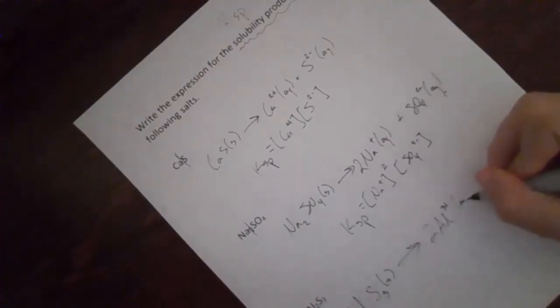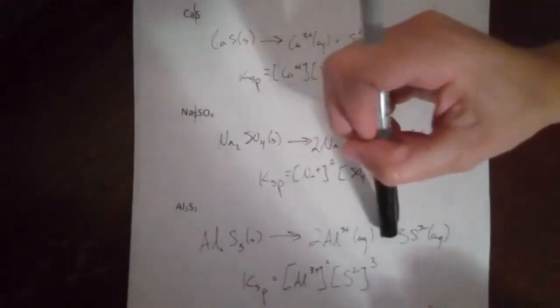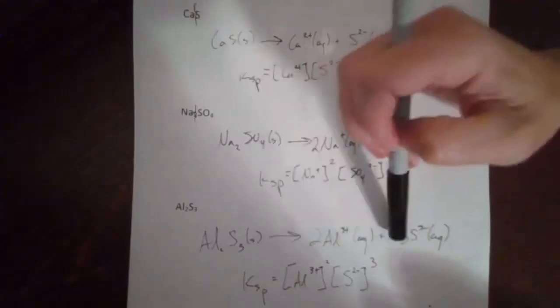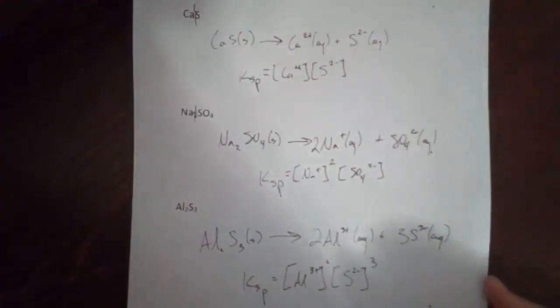Aluminum sulfide then dissolves into 2 aluminum 3+ and 3 of the sulfides. So the KSP is going to be the concentration of aluminum squared times the concentration of sulfide to the 3rd power. So whatever those coefficients are in the dissolution equation, when the ions are dissolved, those just become exponents in the solubility product. You'll note they're always multiplied together. That's where the word solubility product comes from.